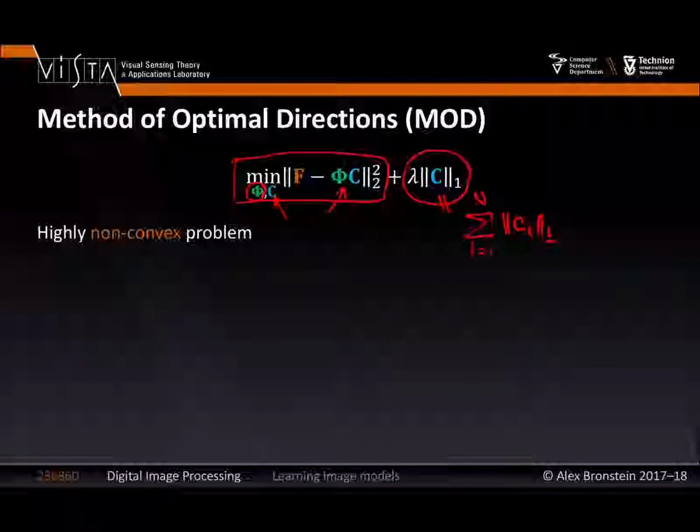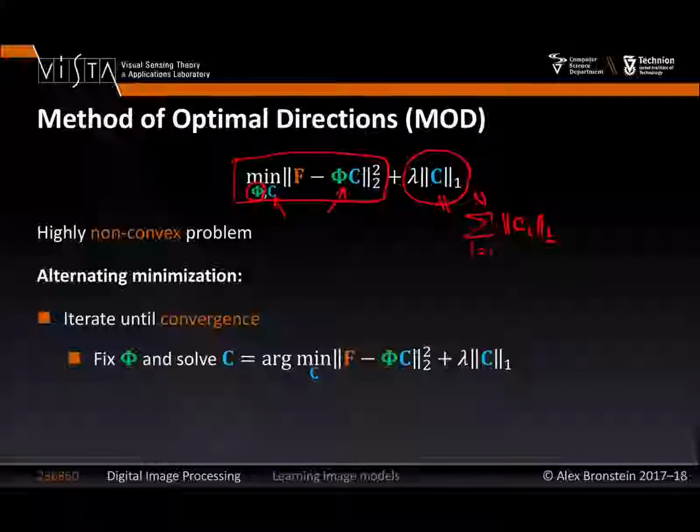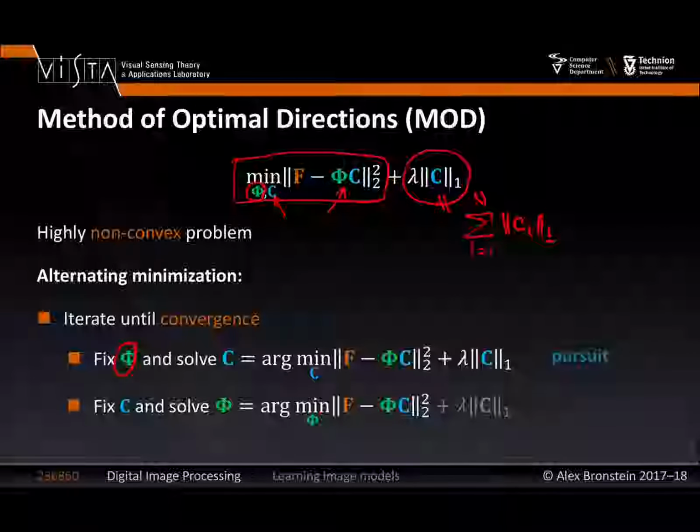This was our pursuit problem with a fixed dictionary. When we need to find both the representation coefficients and phi, it becomes a highly non-convex problem. And unlike the PCA case, there is no guarantee to converge globally. But what we can do is alternate between pursuit steps and dictionary update steps. So we will iterate the following two steps. We will fix phi and solve for C. Okay, and we have seen this problem already. If phi is given, this is just a pursuit problem, right?